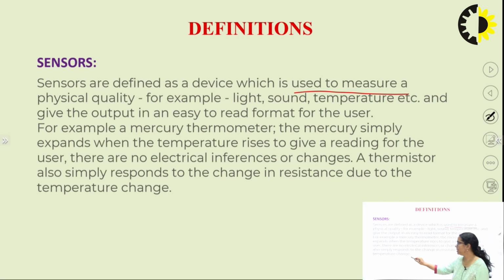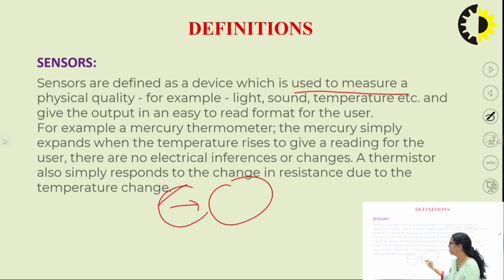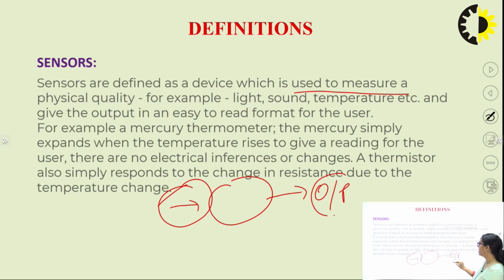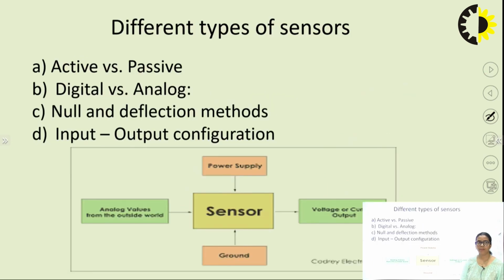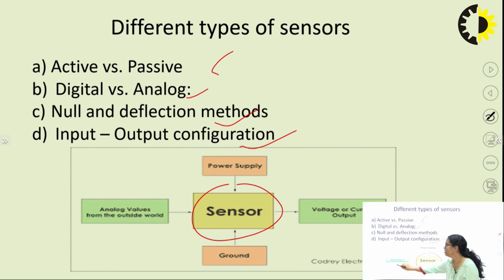So what a sensor does is it receives some signals from the external atmosphere and then gives some output that we can read and understand. Now there are different types of sensors: active versus passive sensor, digital versus analog, null and deflection, input and output configuration. So this is the sensor. It is receiving some signals, then it is giving some output, it is sensing this signal.